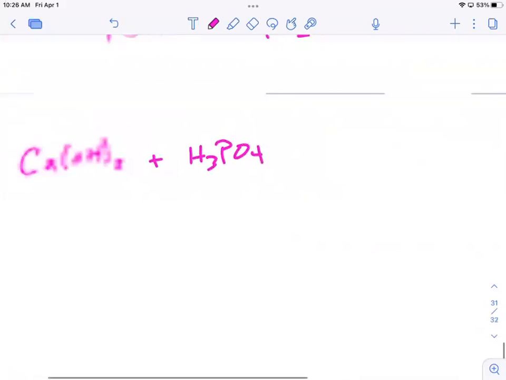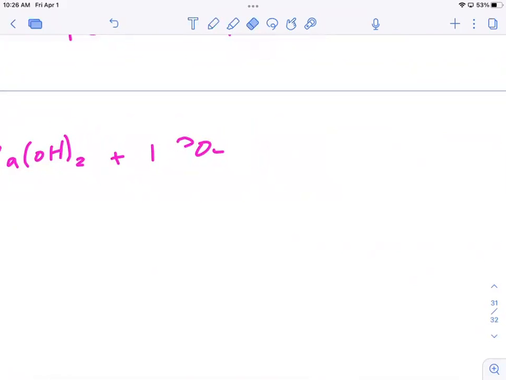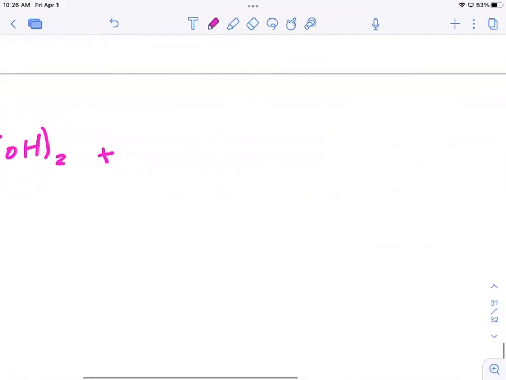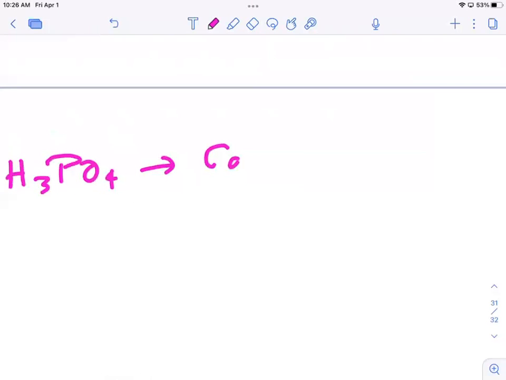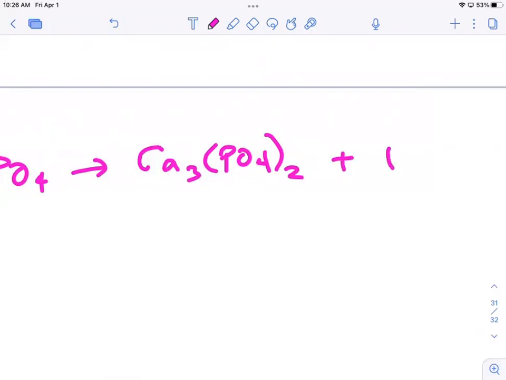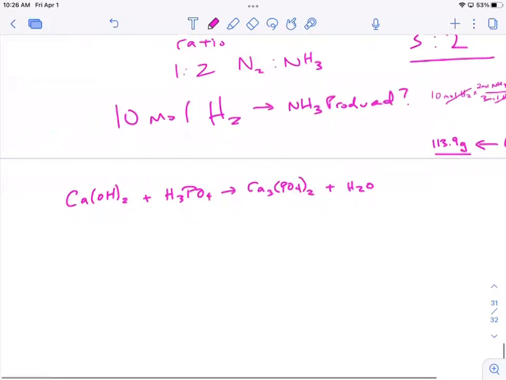So let me ask the question. If we are doing a reaction, I want you to be balancing this. We're going to balance it first because we never stop balancing. We always want to keep practice with that and never forget. And this is going to be Ca3(PO4)2 plus H2O. All right, here we go.